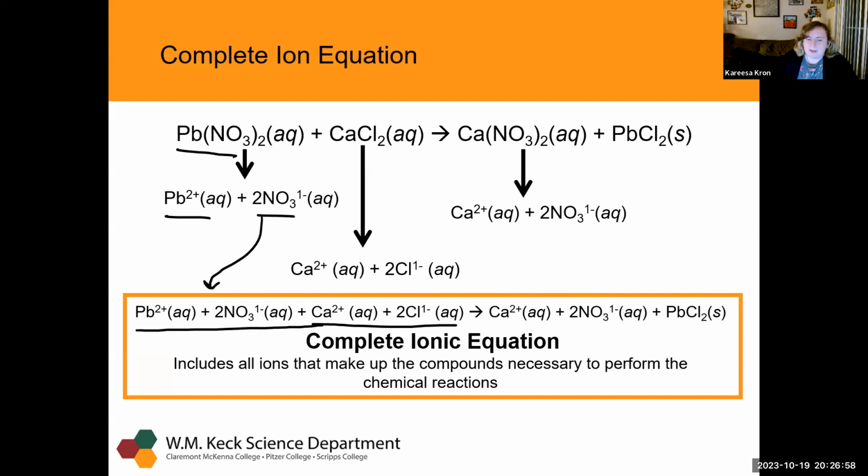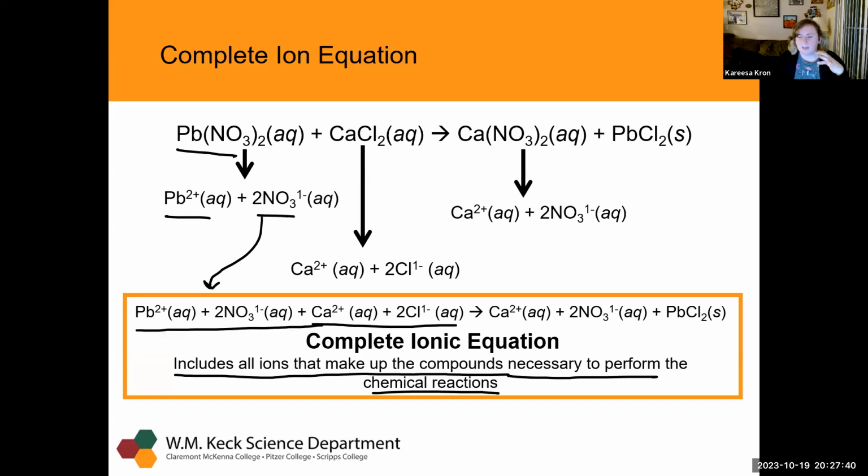And this reaction, which I've written here, is a complete ionic equation. And so what this tells us is it's a representation of all of the ions that make up those molecules we started with that are necessary to perform the chemical reactions. So if I start with an empty beaker, I have to add lead nitrate into my water. It breaks into lead and nitrate. I add calcium chloride into my beaker. It breaks up into calcium and chloride, and they hang out and they start to react, and out comes our solid, lead chloride, and what's left behind is calcium and nitrate.